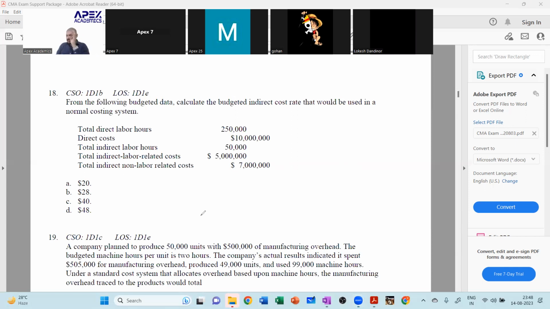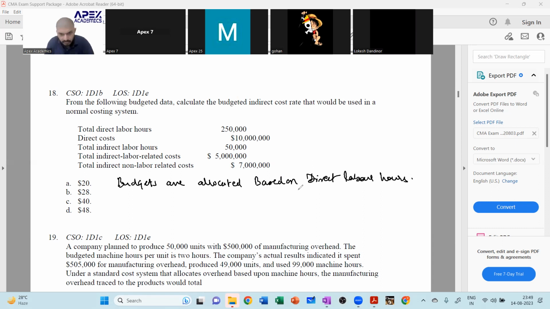In the absence of any specific info, we are going to allocate the budgeted rate based on direct labor hours. So budgets are allocated based on direct labor hours. Please understand this concept. Now, first of all, they are asking you the budgeted indirect cost rate, which means they are asking you about overheads. Calculate overheads to begin with.